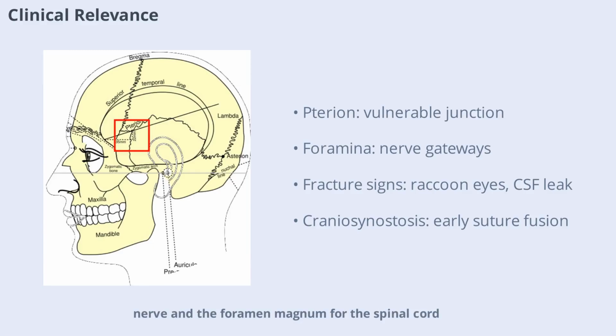Skull fractures can present with signs like raccoon eyes, Battle's sign, or cerebrospinal fluid leaks. In infants, premature suture fusion, craniosynostosis, can alter skull shape and brain growth. Recognizing these features is crucial for diagnosis and treatment in medical practice.